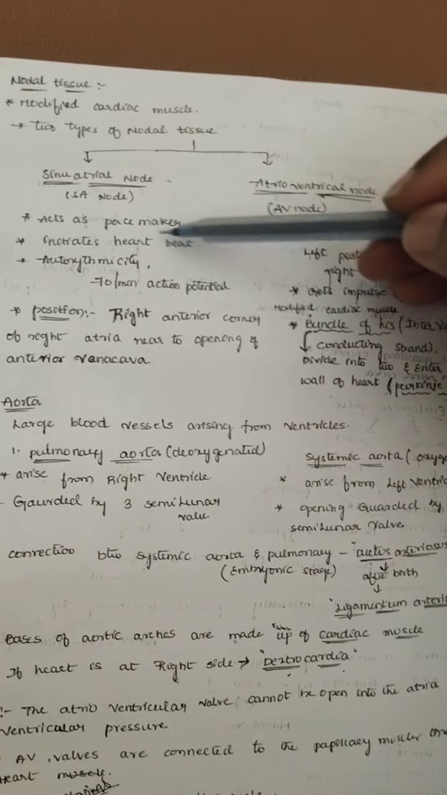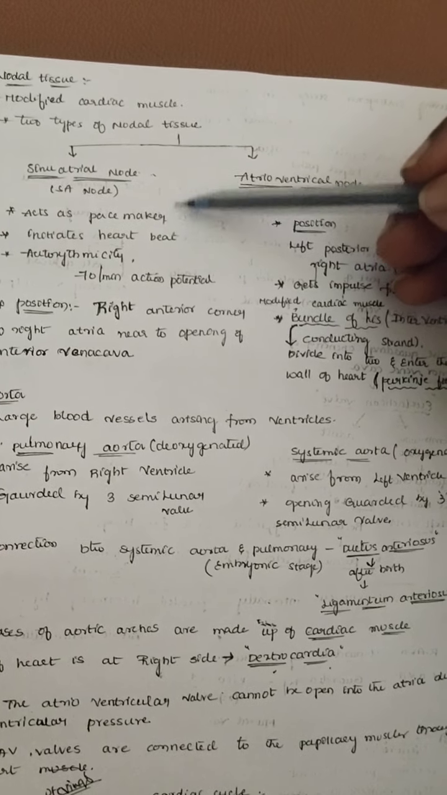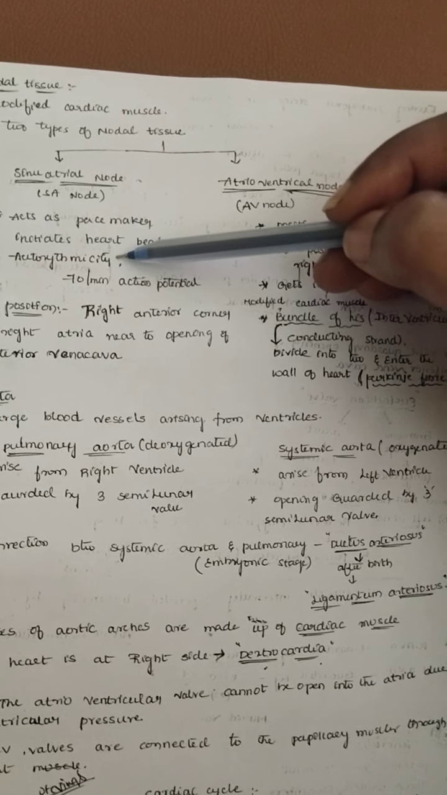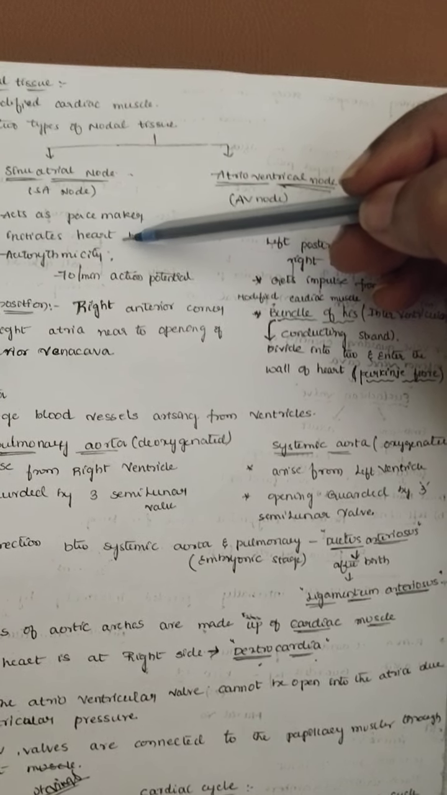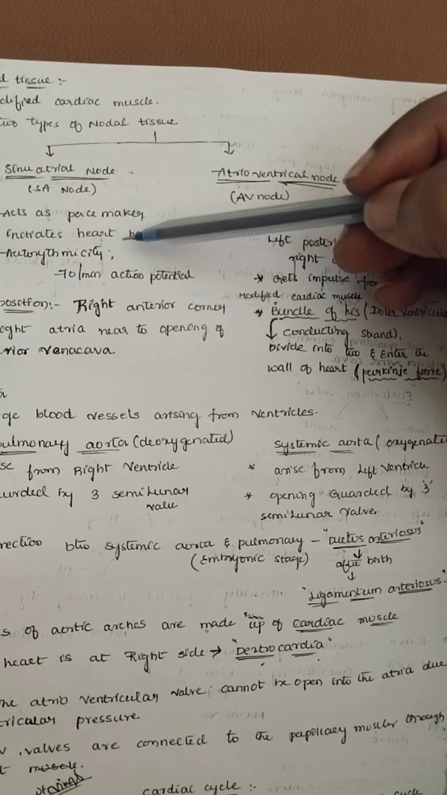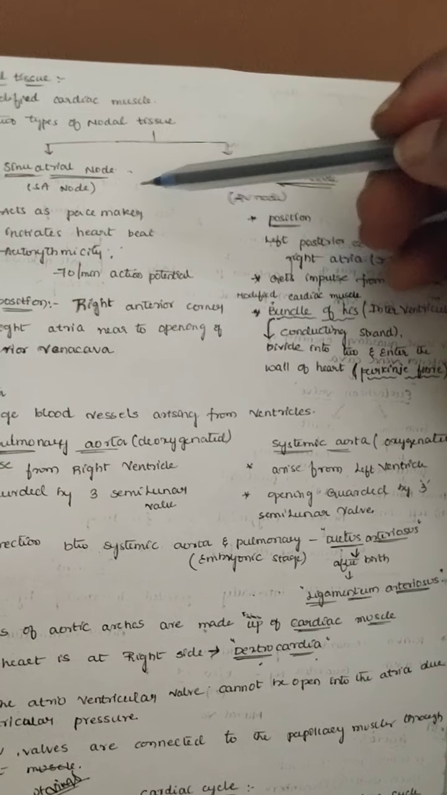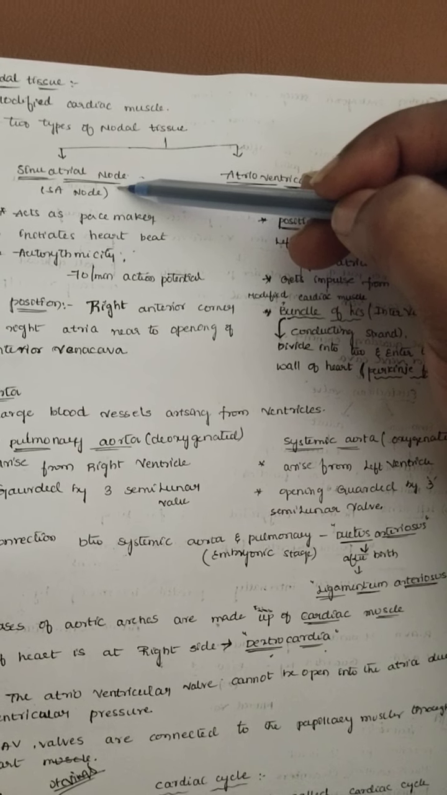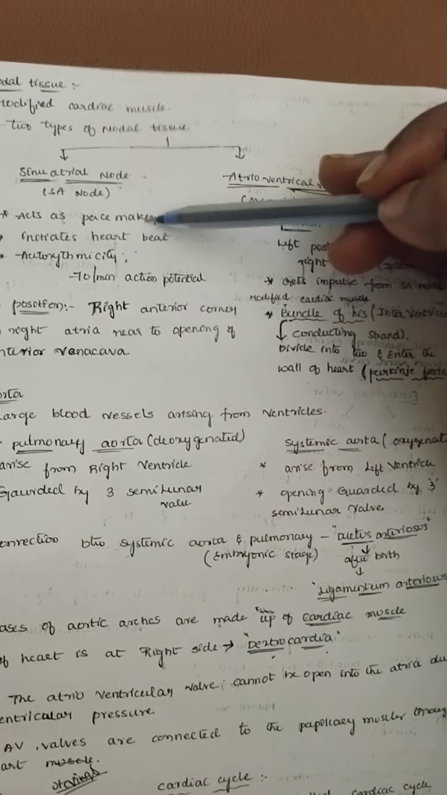This sinoatrial node acts as a pacemaker. It means it can initiate the heartbeat autorhythmically. It can initiate the heartbeat autorhythmically means without nerve impulse, automatically, the nodal tissue starts the action potential. Now that is called a pacemaker.